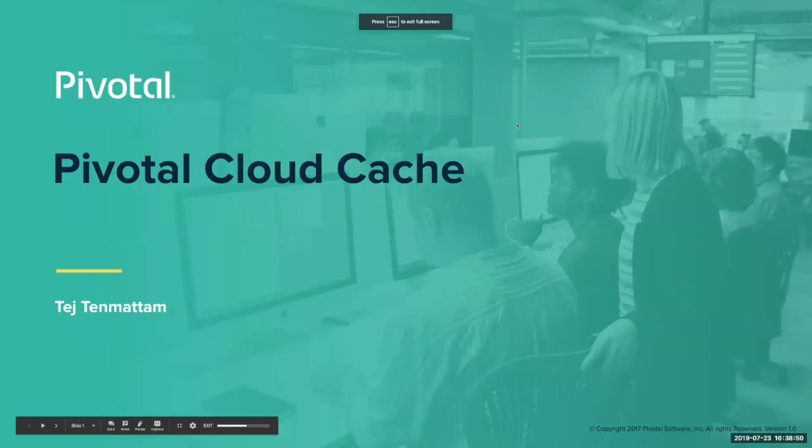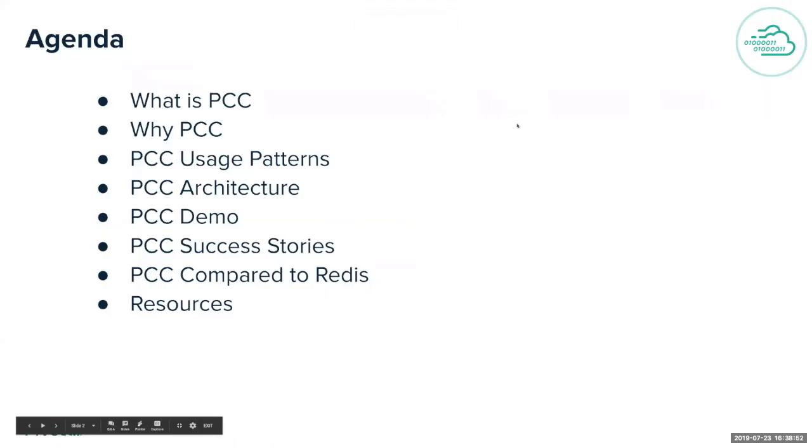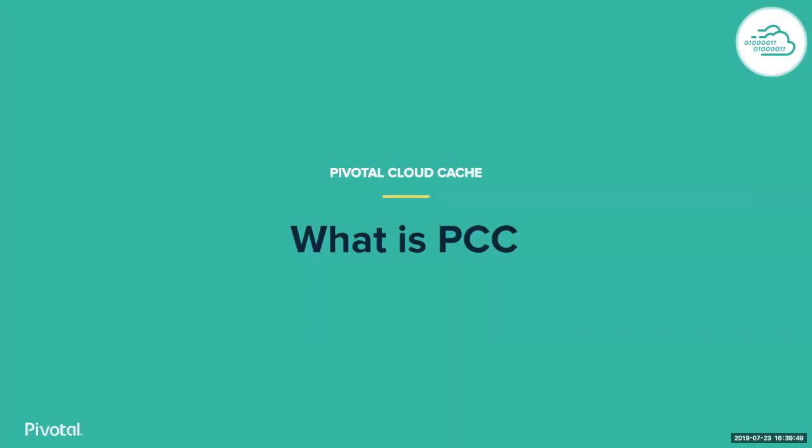So, Pivotal Cloud Cache, right? This is the agenda I have. I think we actually compared it to Redis, right? So that's what I have in the agenda. With that, let me quickly jump to PCC itself.